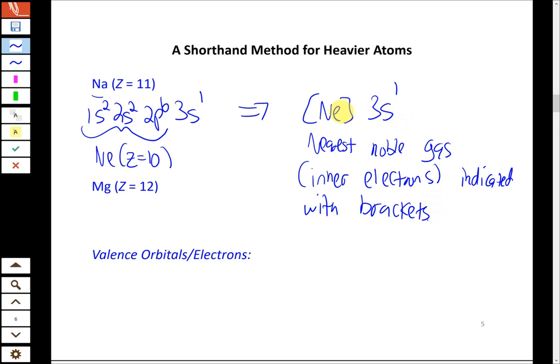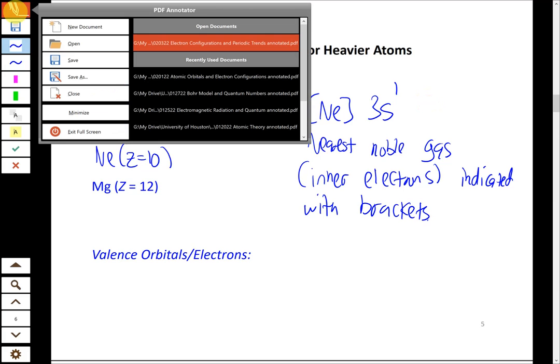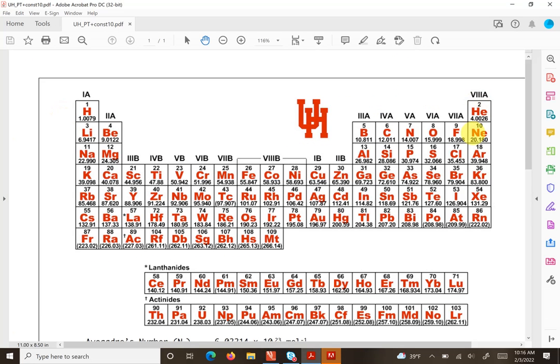So the way to interpret a configuration that's written like this is that sodium has all of the electrons that neon has plus 3s1. So it's neon and then 3s1. And again, the noble gas, just to reiterate that, is going to be this last column of the periodic table.